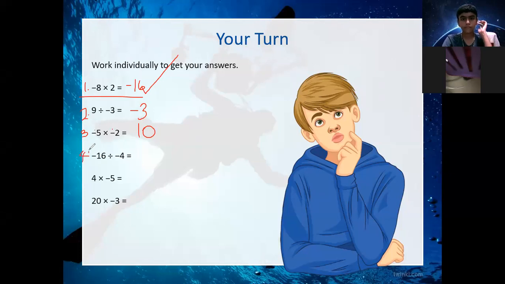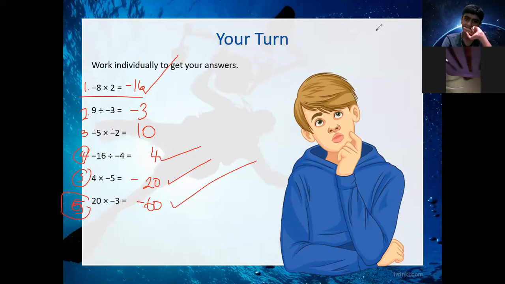Okay, number 4 now. Very good. Rishabh, correct. Krish, correct. Tristan, correct. Gloria, correct. Danya, correct. 16 divided by 4, you get 4. Negative and negative will give you positive. So, done. Is it difficult? All right, 4 times 5. Next one, number 5. Very good, Tristan. Gloria, correct. -20 is the answer. And number 6: 20 times -3. Very good. -60. Well done, guys.